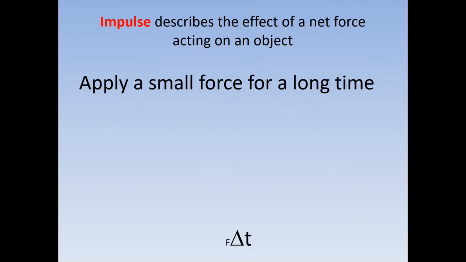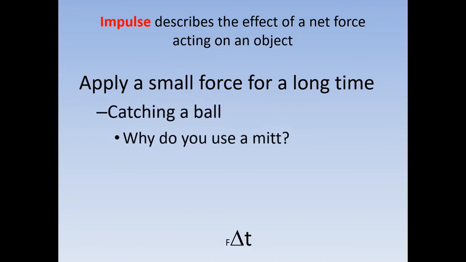We can use this idea of impulse to change the way objects interact with each other. For example, if we want a situation where we need to reduce the amount of maximum force of an interaction, we can change the amount of time that interaction occurs. Thinking about catching a baseball.